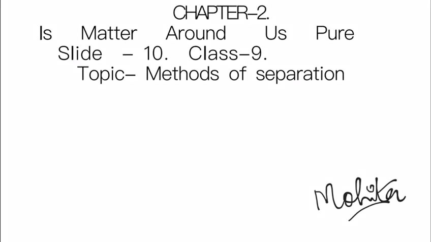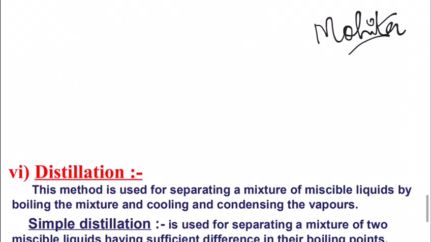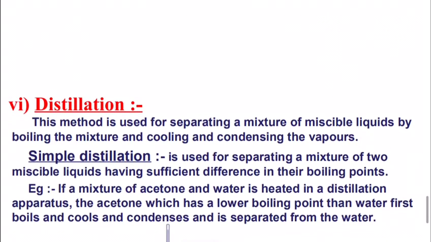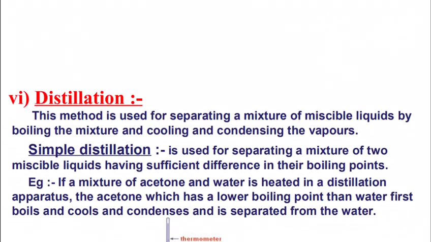Good morning, students. Today again we are going to start with Chapter 2, Is Matter Around Us Pure? Now again we are going to study the methods of separation. Today we are going to study the method of separation of two miscible liquids. Miscible means जो आपस में mix हो जाते हैं. Miscible liquids, that is, the distillation method we are going to study.